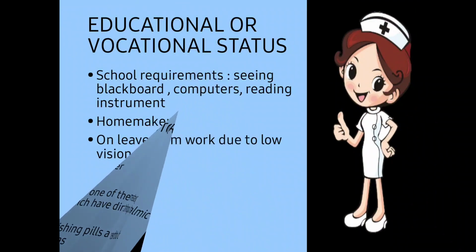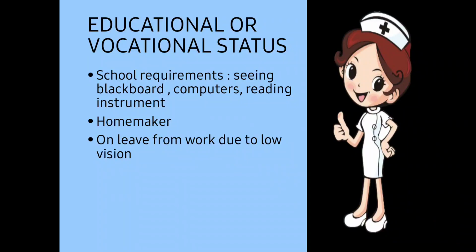Next one, educational or vocational status. Now, what are the requirements of the patient? If the patient is related to education, then the school requirements are there. Is the person able to see the blackboard clearly from the last bench, or from the second bench, or third bench? He or she will explain.